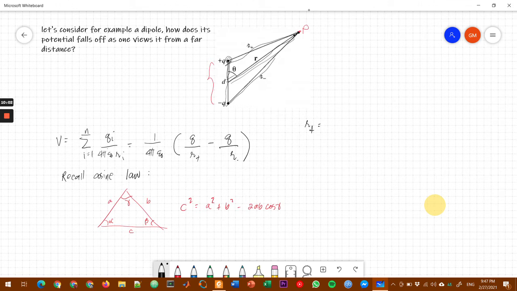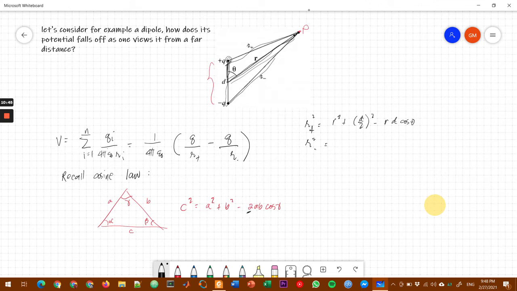R plus squared is just what we are looking for. The sides we will use are D over 2 and R. So R squared plus D over 2 squared, then the angle between them is just cosine theta. You have RD cosine theta. The 2 cancels, since it is D over 2. And this is all squared.